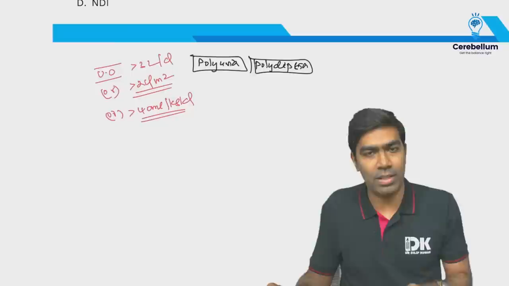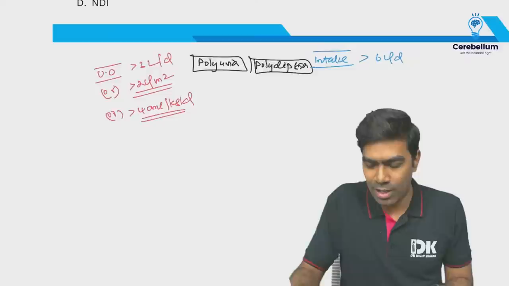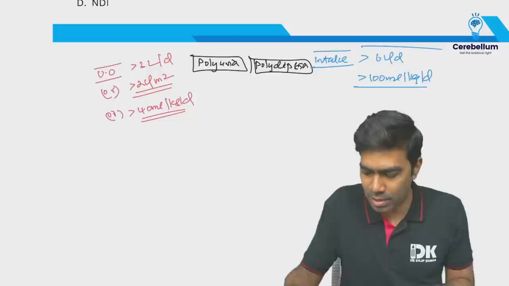What is polydipsia? If the fluid intake is more than 6 liters per day or more than 100 ml per kilogram per day, this is polydipsia. The fluid intake is more than 6 liters per day or more than 100 ml per kilogram per day, this is polydipsia.